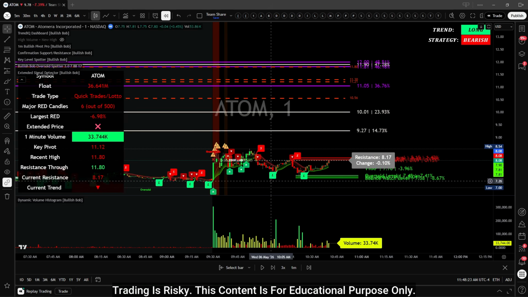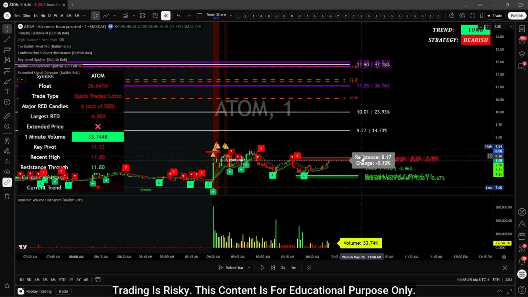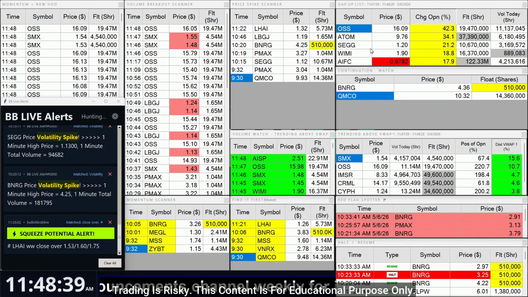This is a low quality setup, something that I may avoid as it's not looking like a good setup for myself. So again, quickly assess that. It took maybe a minute at most. We're done. I'll move on. All right, let's go back to the scanner. Let's check SEGG. So back to the chart.